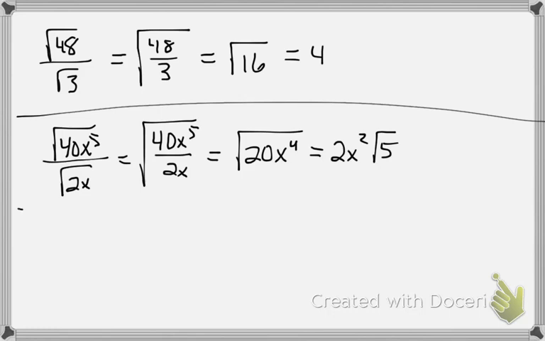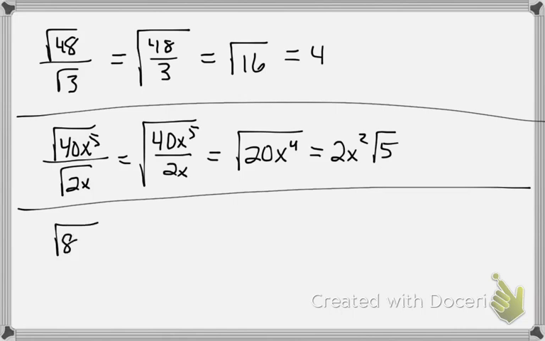Let's do one more. This one has a little trick to it. What if we had square root of 80y divided by 3 square root of 5?